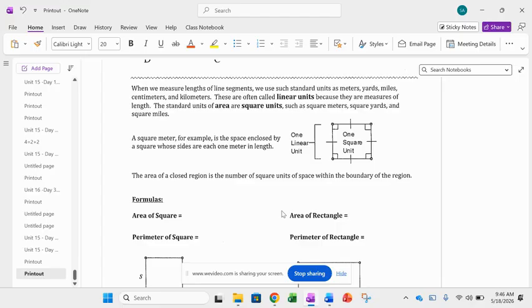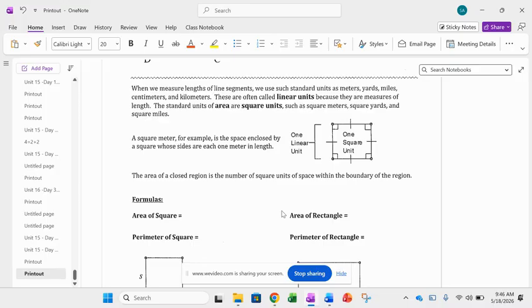Now, does anybody know why? I know you all know this. At the end of area, we always put units squared: centimeters squared, inches squared, or you say squared inches. Does anybody know why we say squared, inches squared? Anybody know?